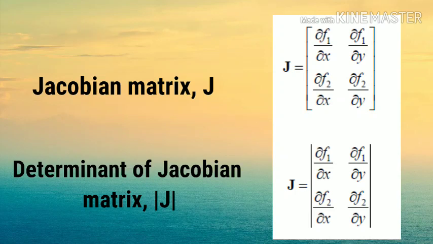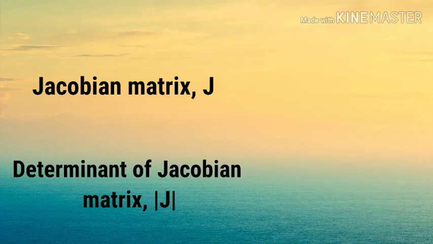Let's recall what a partial derivative is. Partial derivative is when you differentiate with respect to x, y becomes constant, and the opposite. When you differentiate with respect to y, x becomes constant. After you have your Jacobian matrix J, then we just need to find the determinant of the Jacobian matrix, where the size of the matrix is 2 by 2 only.